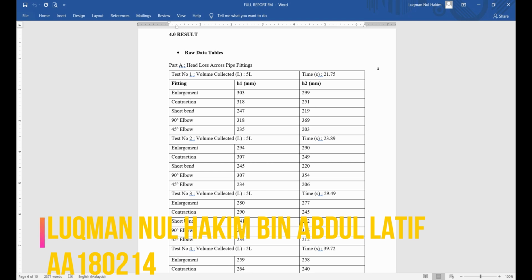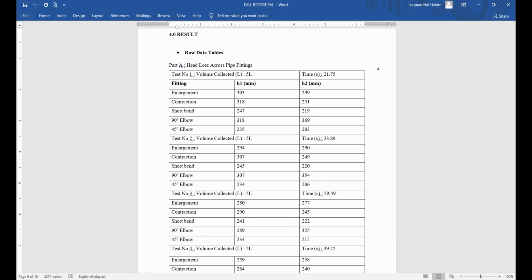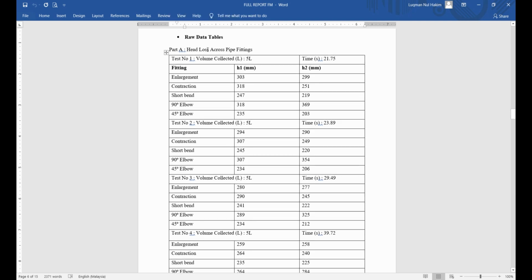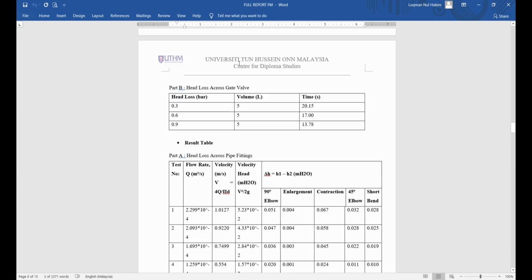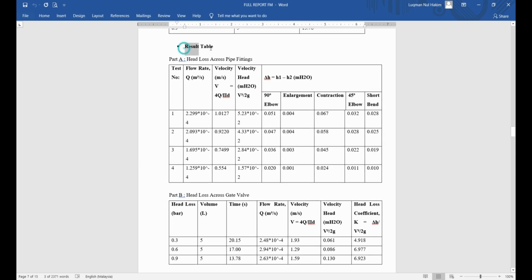Our group had to do an experiment about losses in pipes, that is, losses across pipe fittings. I would like to talk about the results and the graph that we have achieved. So first things first, the results. We decided to divide it into two parts: the raw data tables, and the second one is the result tables.